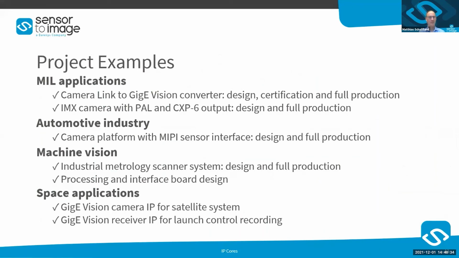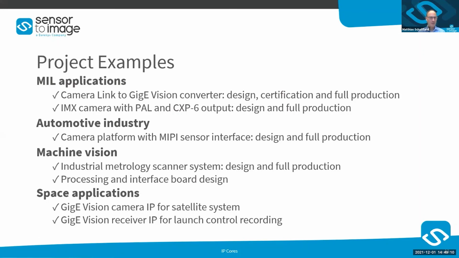Just a few examples of what we did in the past using our IP cores, some middle applications: a CameraLink to GigE Vision converter, hardware design, certification, and full production, and of course using the GigE Vision IP, a camera with good old analog PAL output, but also digital output. Here we did the hardware design and the full production, and the customer added his specific image processing.